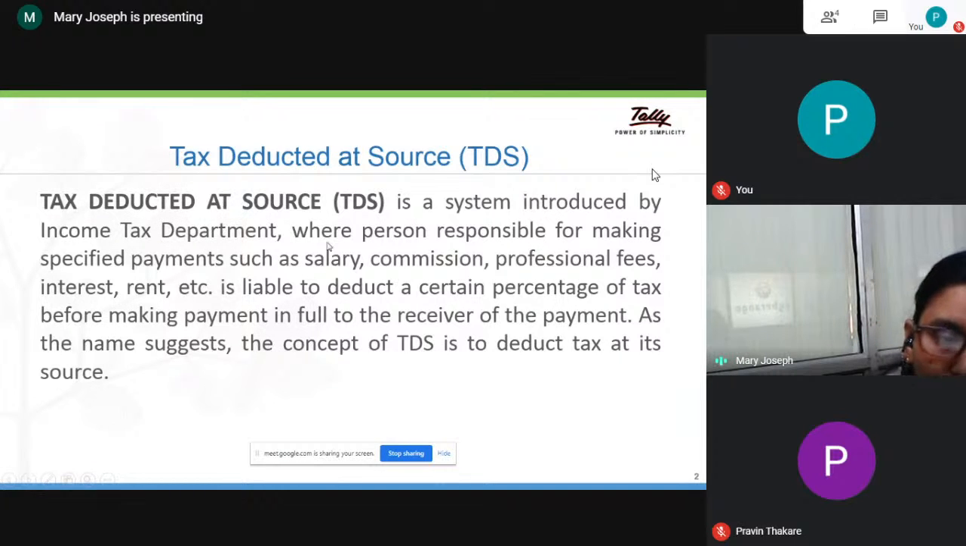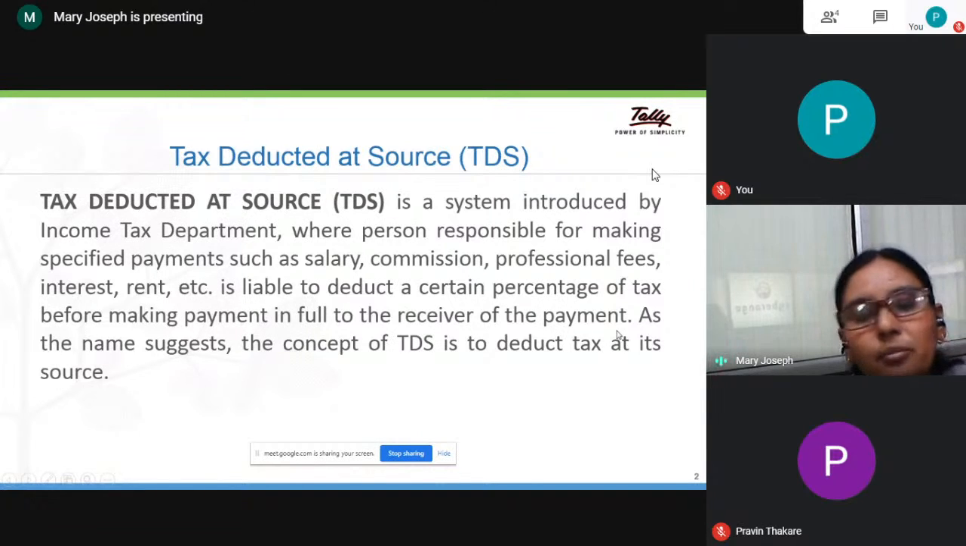TDS is introduced by the Income Tax Department, where the person responsible for making specified payments such as salary, commission, professional fees, interest, rent, etc. is liable to deduct a certain percentage of the taxes before making the full payment to the receiver of the payment.